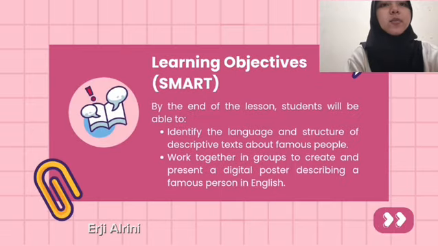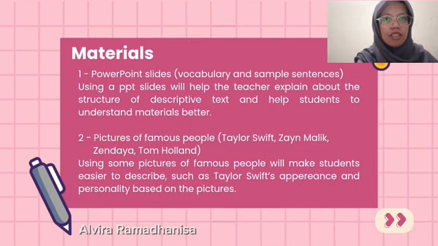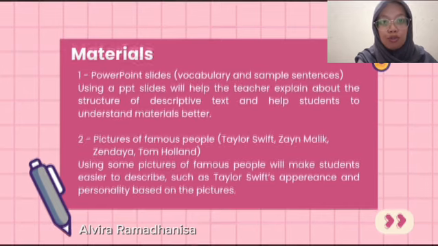Alright, the next is learning objective, SMART. By the end of the lesson, students will be able to, first, identify the language and structure of descriptive text about famous people, and second, work together in groups to create and present a digital poster describing a famous person in English. Next, for the materials, we have 2 here.